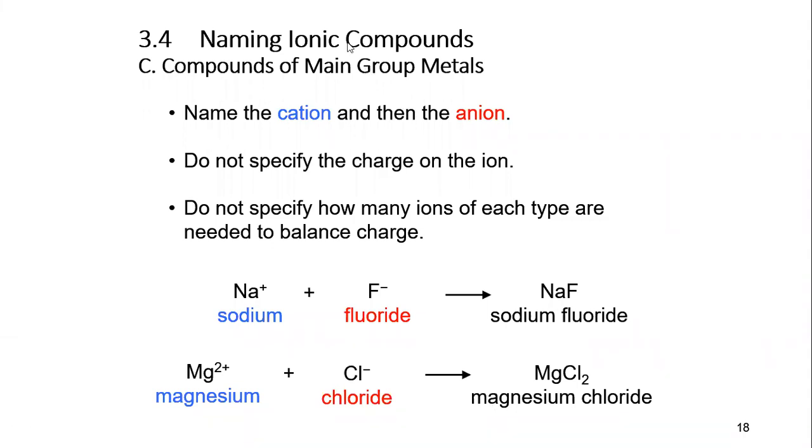And a neat trick to do is what we call the crisscross. So if you take the charge and crisscross with it, we get the number of each other ion. So we need 1 magnesium and 2 chloride. So therefore, since it's 1, it's understood, so we put Cl2, MgCl2.